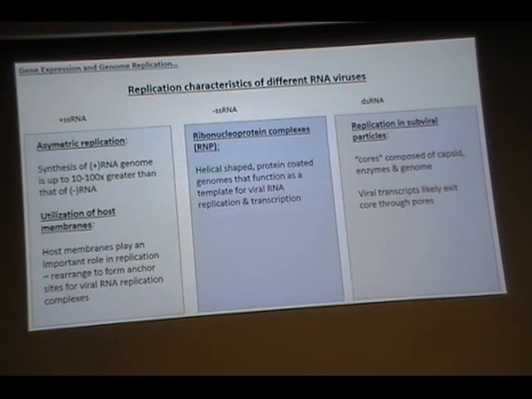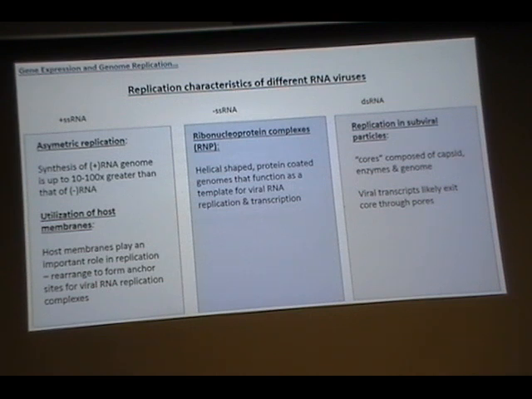The negative-stranded RNA viruses have these ribonucleoprotein complexes. So there are proteins that associate directly with the genome itself. And they tend to have these helical shapes, and the proteins then help the function of the virus in terms of viral RNA replication and transcription. So those play an important role.